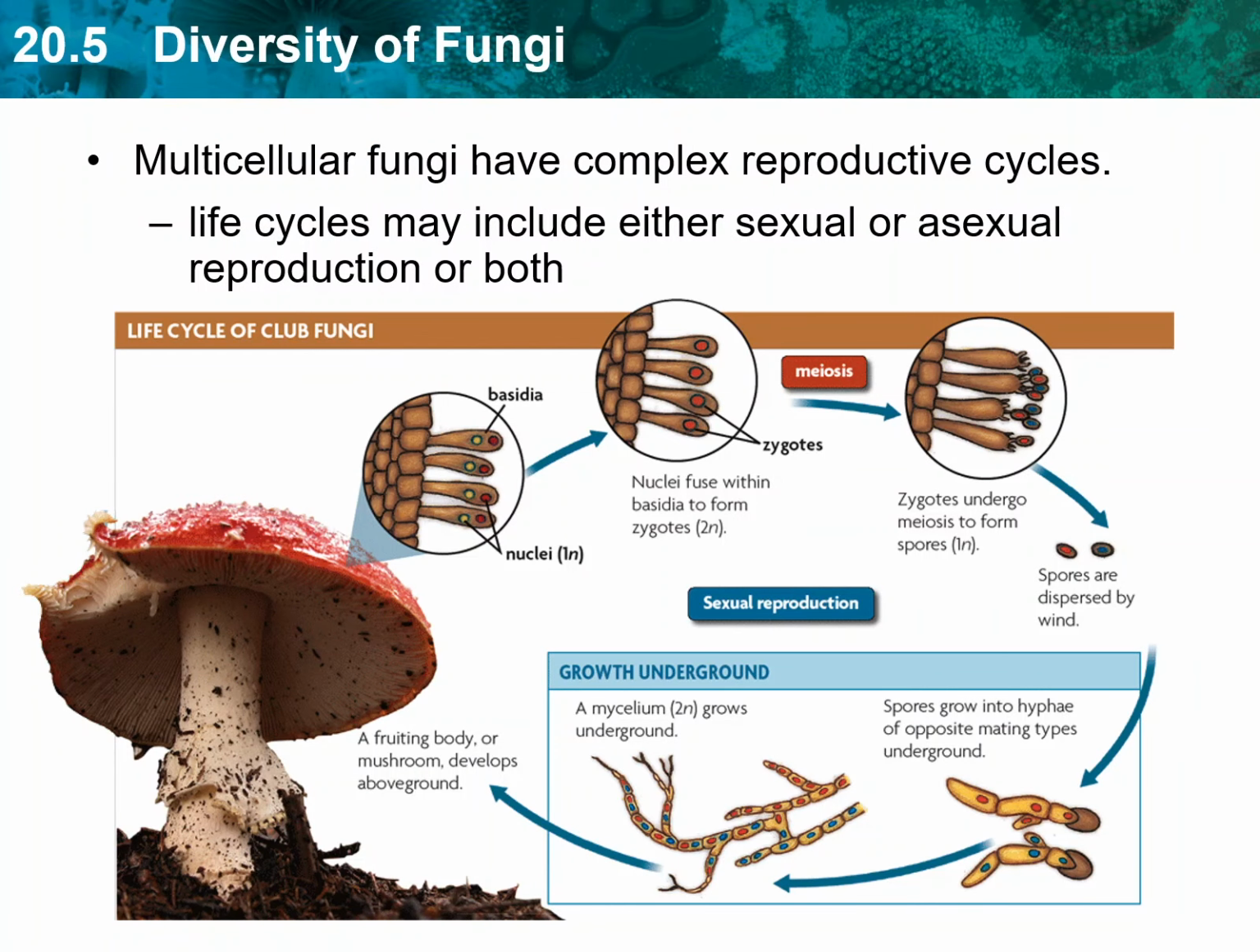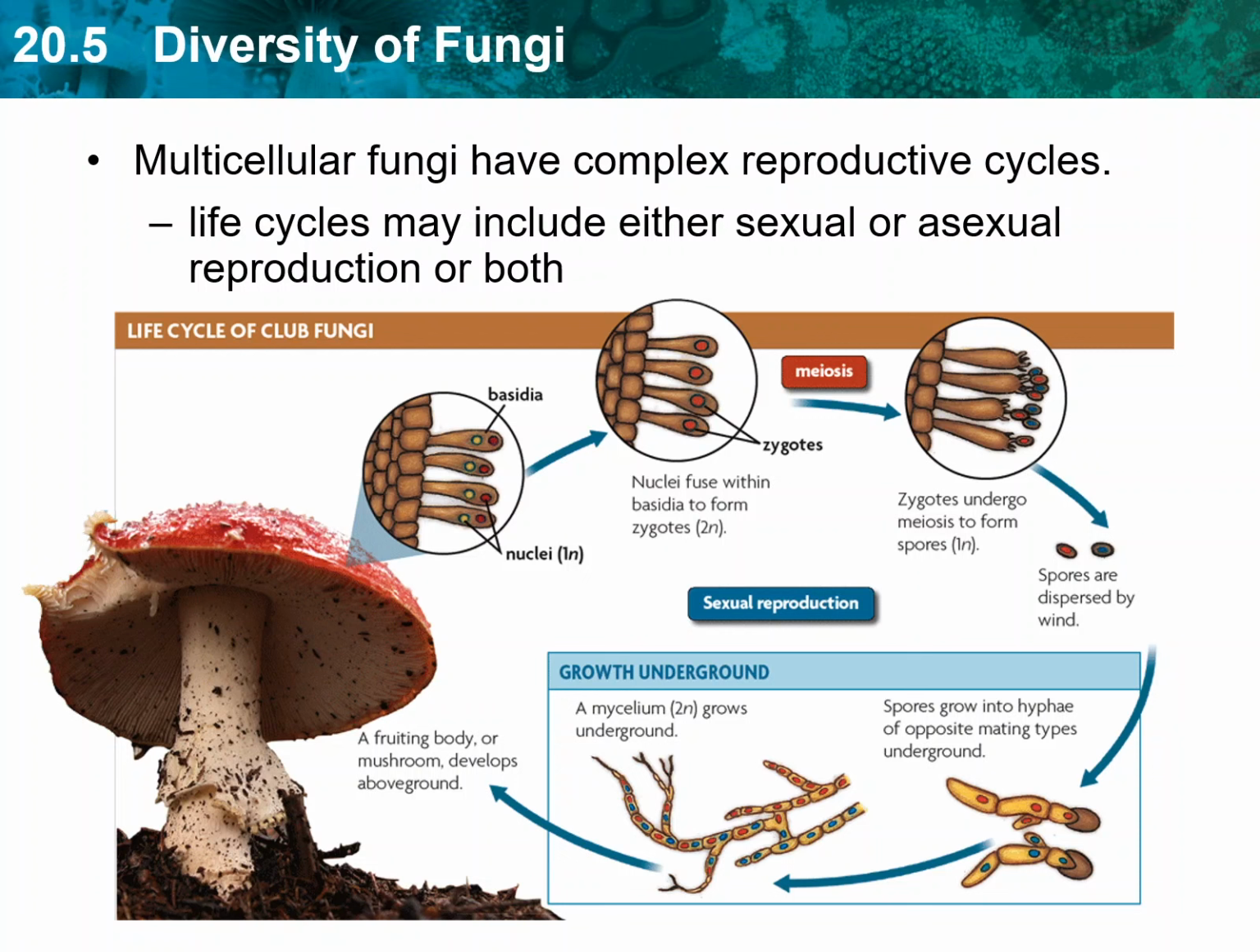The multicellular fungi have complex reproductive cycles. Examples of life cycles for 2 phyla of fungi are shown on the screen here. Basidiomycota are named for their club-shaped structures called basidia, in which spores are produced during sexual reproduction.